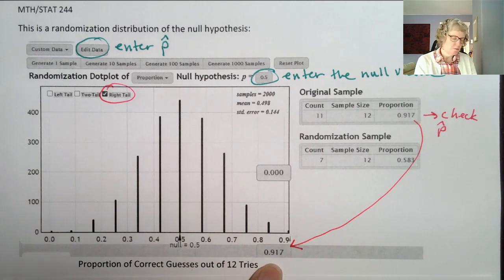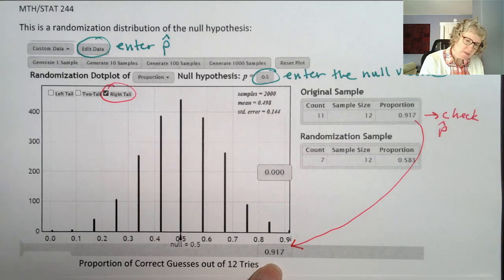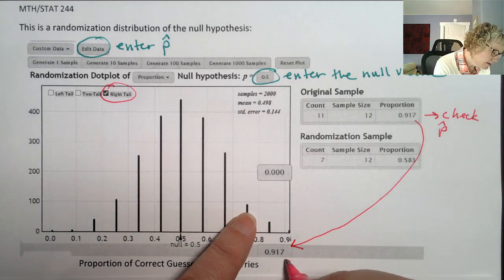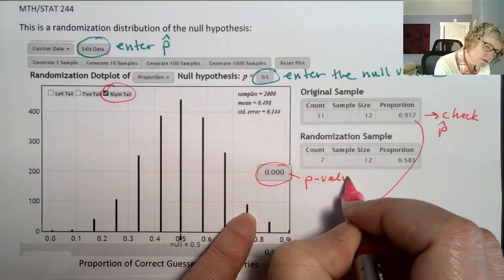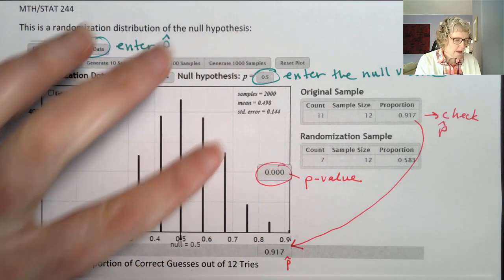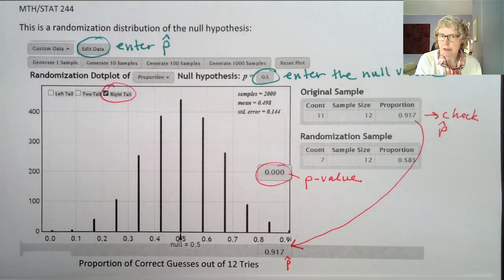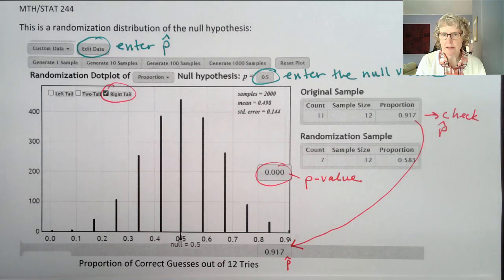And then we put our p hat down at the bottom. If it's a left tail test, it could be on the left. We need to enter it right here. And then this is p hat, and then this is our p value. And these can vary, right? Each simulation will be a little bit different. So if you did yours and you got 0.001 or 0.002, that's totally fine. Simulations will vary, and that's why I have you upload a screenshot.